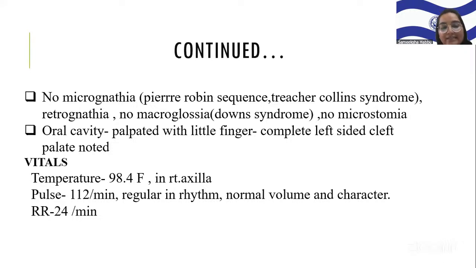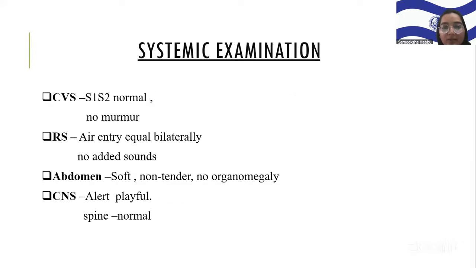On vital examination, the baby's temperature is 38.4 degrees Fahrenheit. Pulse rate is 112 beats per minute, regular in rhythm, normal in volume and character. Respiratory rate is 24 cycles per minute.